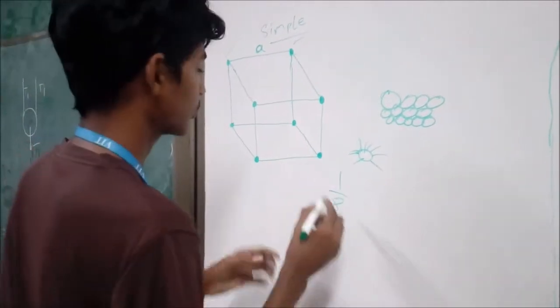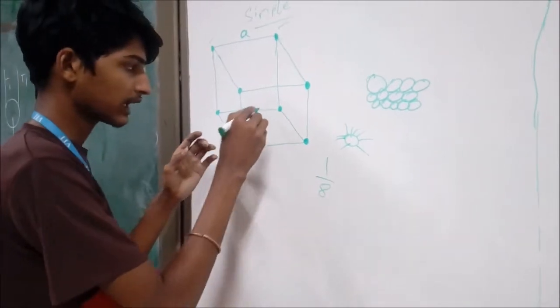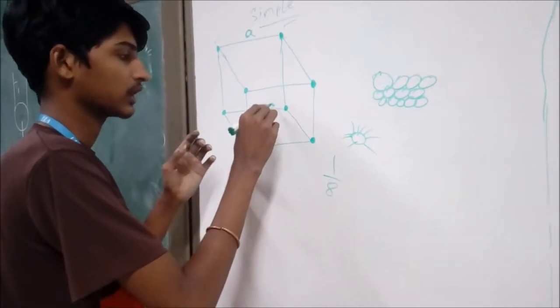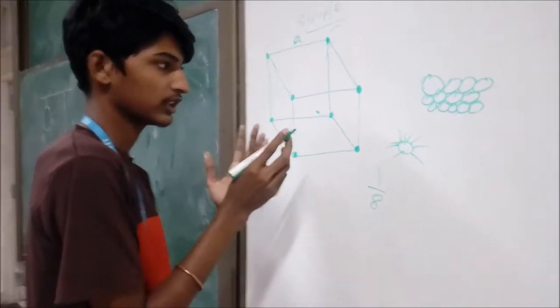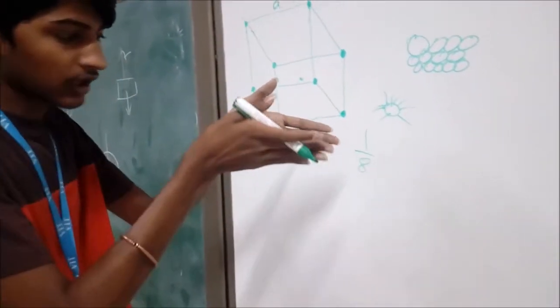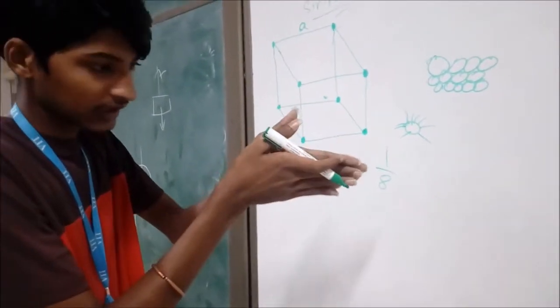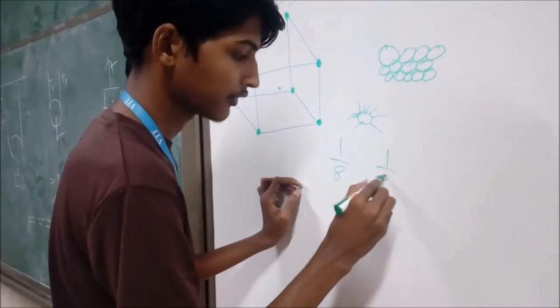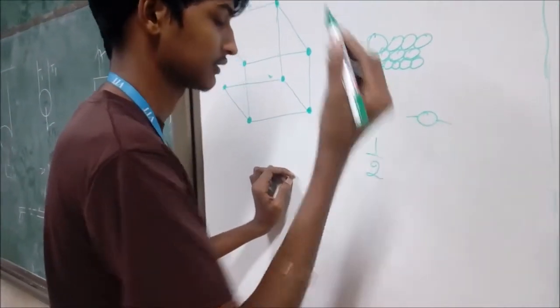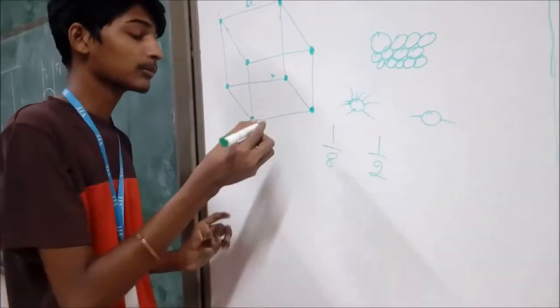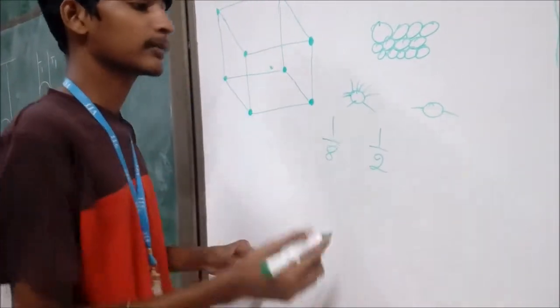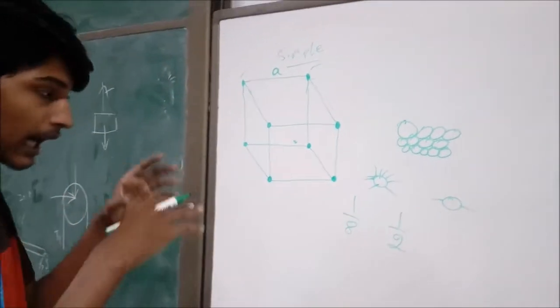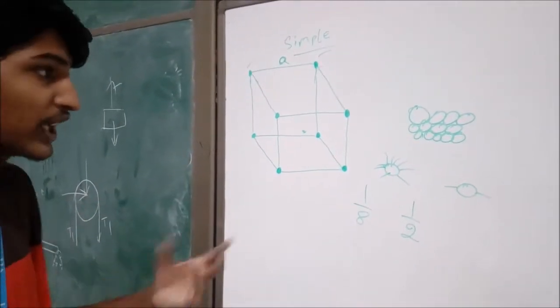Similarly, when you are considering an atom in the middle of a face of a unit cell, each face is attached to one other face of another unit cell. So it will be contributing only half. And if we consider the atom in the middle of the unit cell, it contributes fully to that unit cell only, since it is in the middle and can't be attached to any other unit cell.